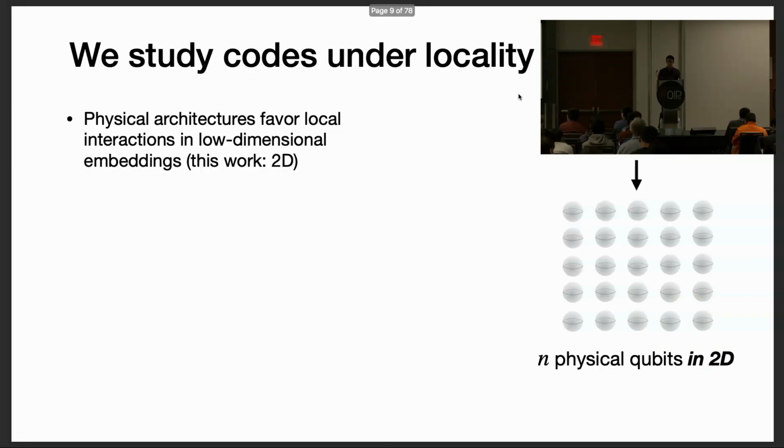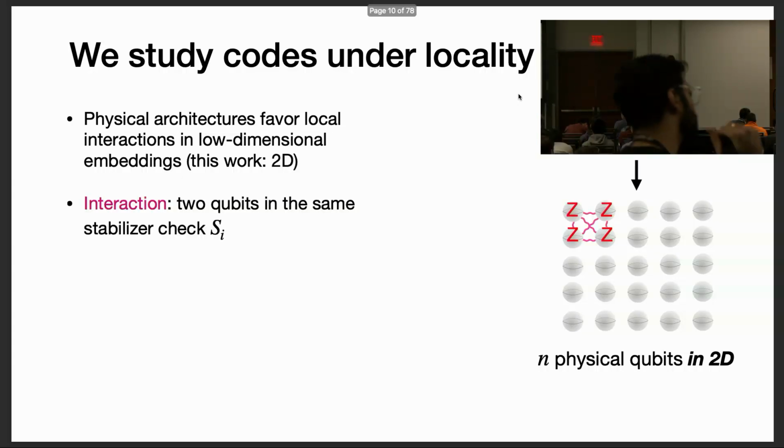We study quantum codes under locality constraints. The motivation is that physical architectures favor local interactions in low-dimensional embeddings. In this talk, low-dimensional means 2-dimensional. The idea is that you lay out your qubits, often on a chip, and that means you're effectively embedding them in 2 dimensions. In this embedding, we prefer local interactions. These are easier to implement.